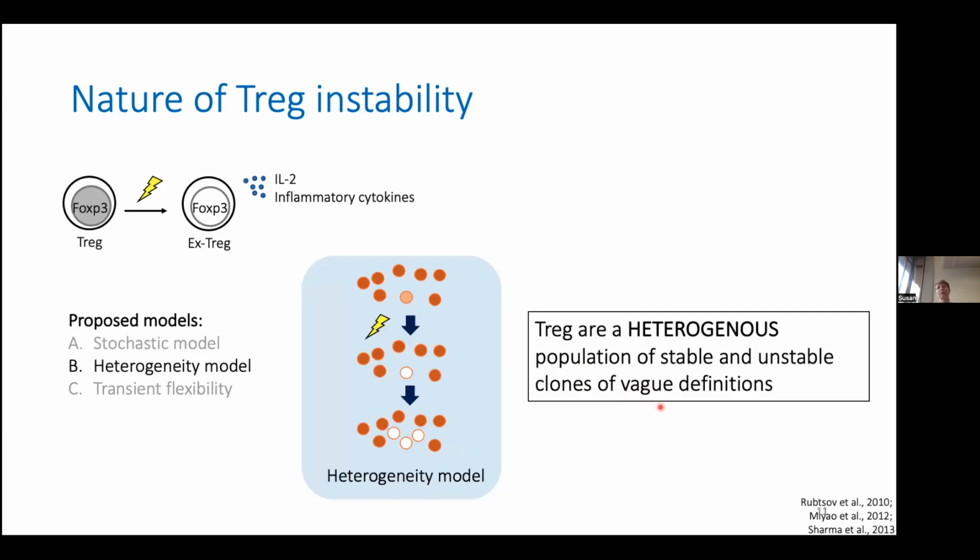The heterogeneity model instead suggests that Treg are a heterogeneous population, which is what we all know, but this population also contains stable and unstable Treg clones. They are not very well defined, certainly not with surface markers, and stable Treg will basically remain stable, while unstable Treg can lose FOXP3 expression. This is basically a black and white picture of looking at Treg.